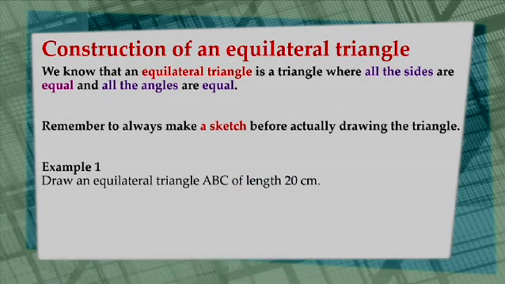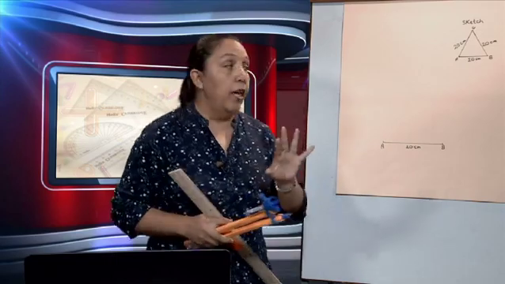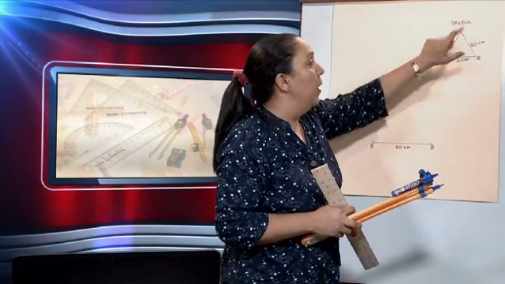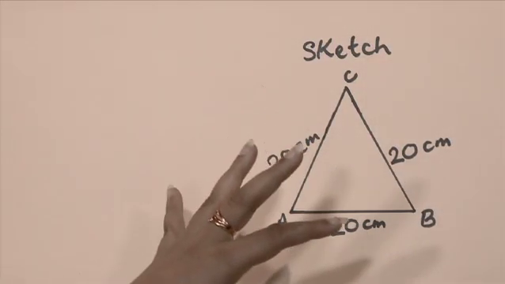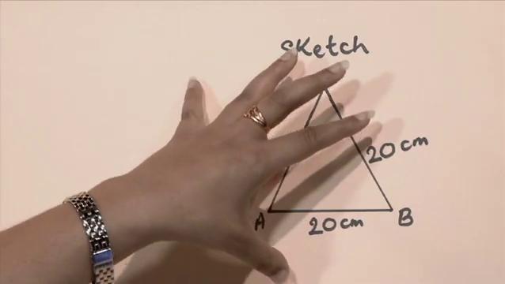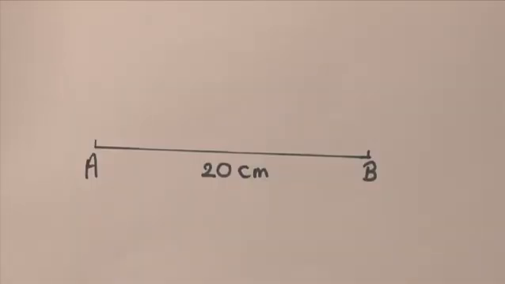Let's see an example. Draw an equilateral triangle ABC of length 20 centimeters. Right. So, what you will need is the pair of compasses and the ruler. As I said, we always start with a sketch. Here is the sketch. It's already done for you. It's triangle ABC of length 20. Remember, it is a sketch, so you don't need to actually measure 20 centimeters here. Only a sketch. Here you will construct the triangle.